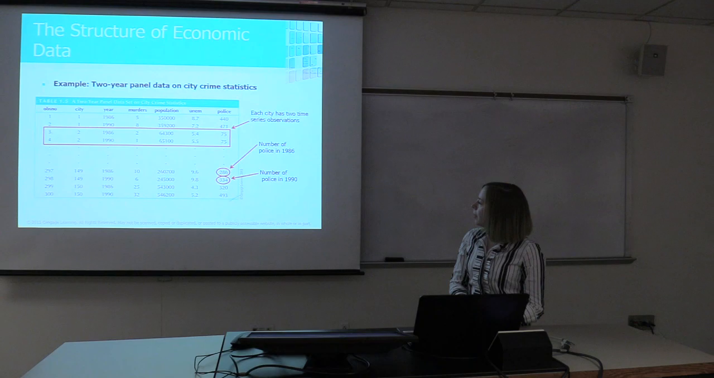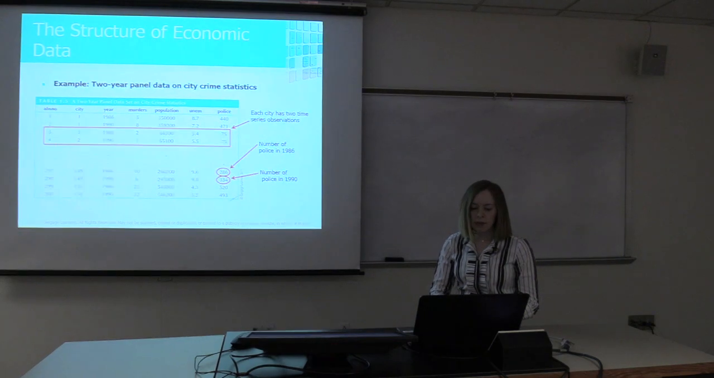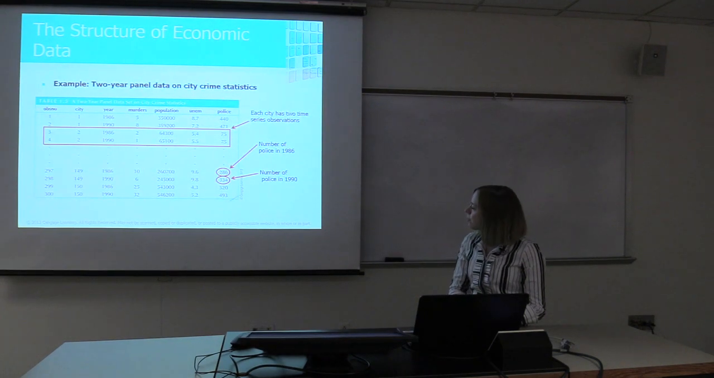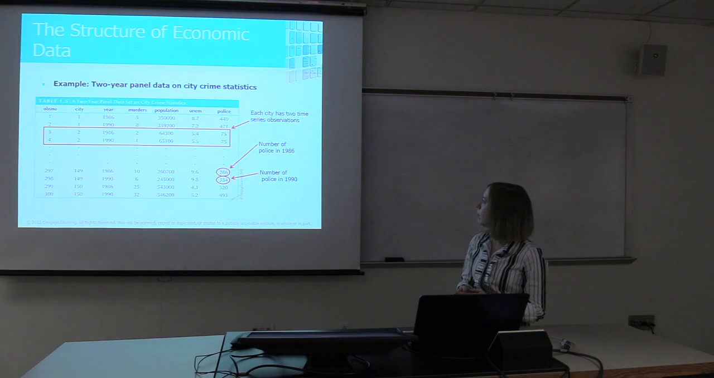So here we have a 2-year study on crime city statistics. One thing to notice here is that for each city, so like city 1 and city 2, whatever they are, we've got 2 years, so 1986 and 1990. It's only over 2 years, but we've got 150 cities. That's a great example of panel because we've got the cross-sectional and the time component to that.